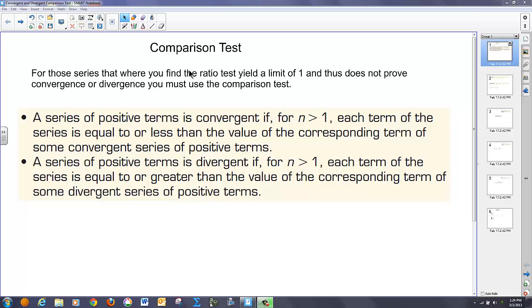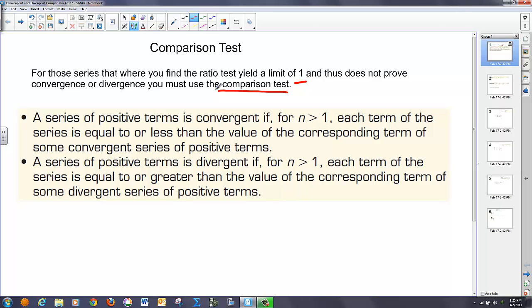Today we're going to continue the conversation about converging and diverging series, and we're going to build on the fact that yesterday we found that if we had a limit in the ratio test of 1, that really didn't tell us anything about the series, whether it converged or diverged. So if we end up with a ratio test of 1, then we're going to move on to this thing we call a comparison test.